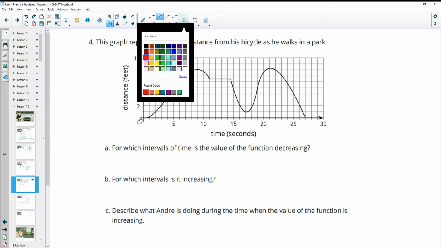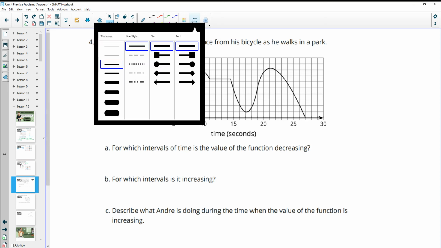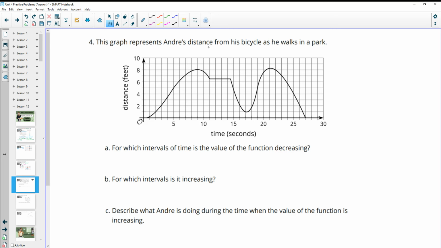Number 4, this graph represents Andre's distance from his bicycle as he walks in the park. For which intervals of time is the function decreasing? So when we look at it, we want it to be going downward, okay? So this is a decreasing one, this is a decreasing spot, and then this is a decreasing spot. So we just want to name these x values.